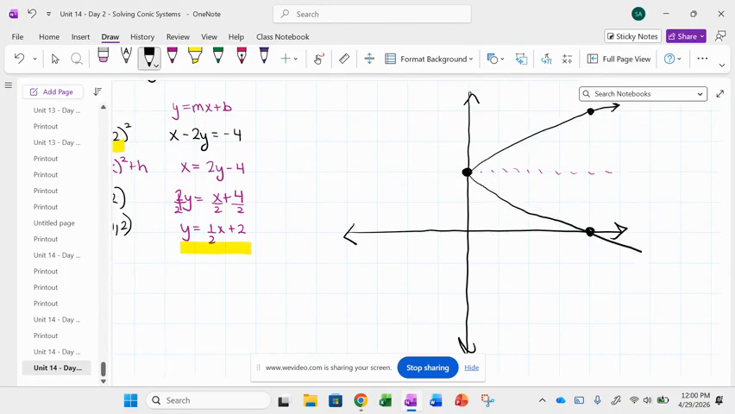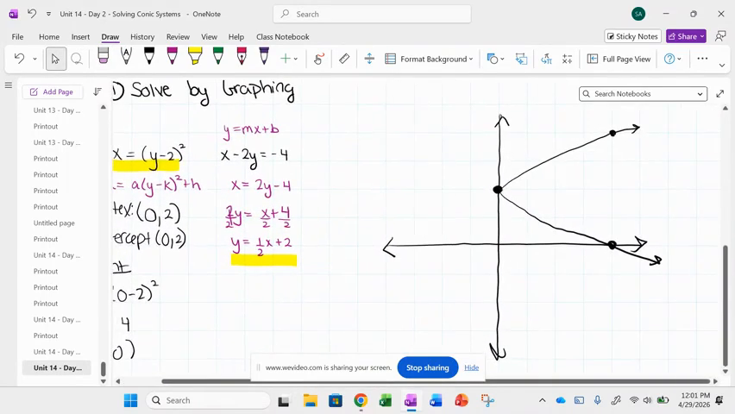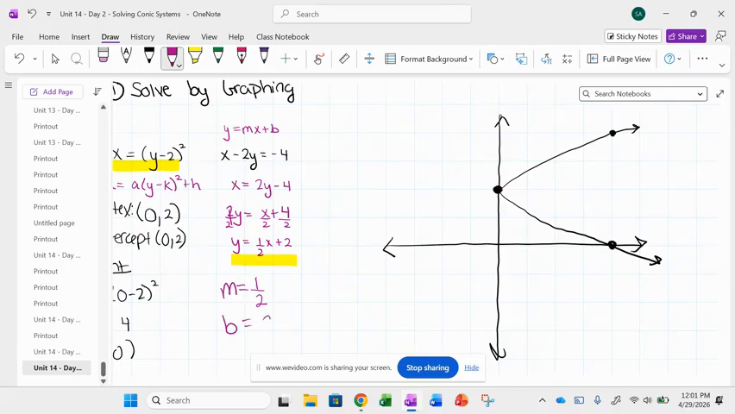If I need more points, how would I get more points if I needed them? Plug in values for x and find the corresponding y. But we shouldn't need more points. We hope this is enough. So now I'm going to graph my line. Do we agree that the slope of this line is 1 over 2 and the y-intercept is 2?